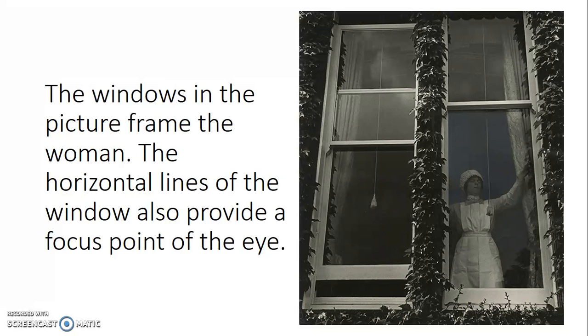The maid in the picture is being framed by the window sill, and it makes her look like she's the picture herself. And then the horizontal lines of the window frames, I don't really know what those are called, put a focal point on her, so she's supposed to be the center of attention. I also like the texture that the leaves give the picture and how it makes it look more realistic.